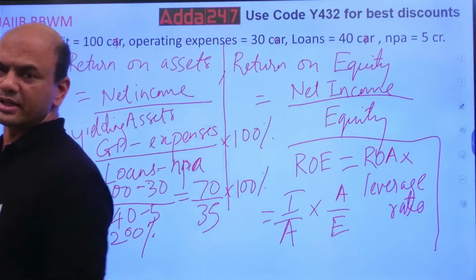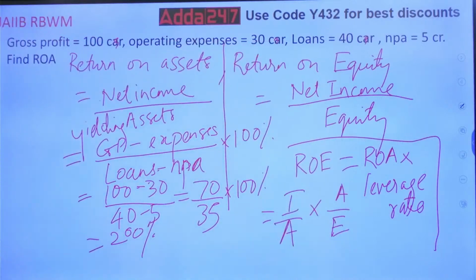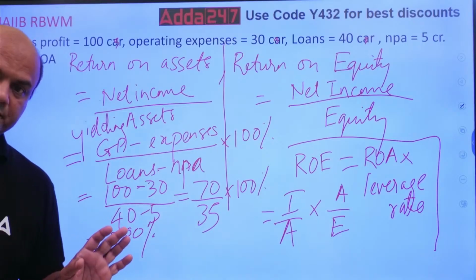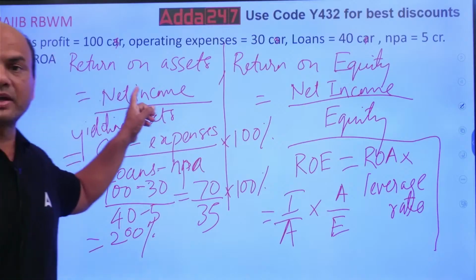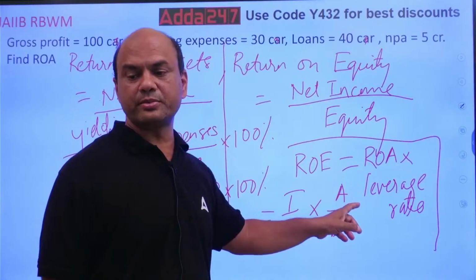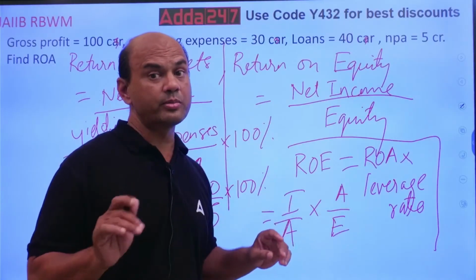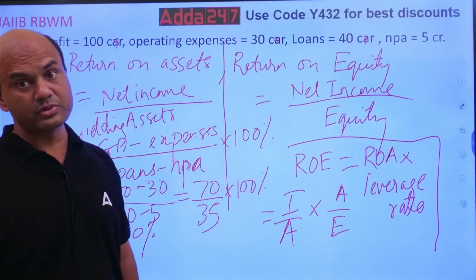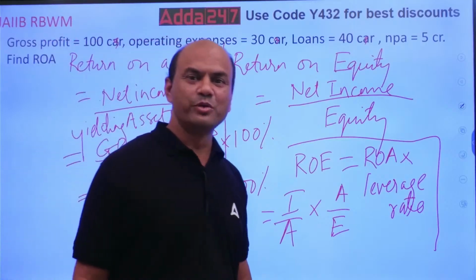Anything can be asked. Any of these three formulae, you will definitely get in the exam. Surely you will get it. ROI you might get, ROE you might get, or this relationship you might get. Don't miss anything. Be sure about this. Move on.